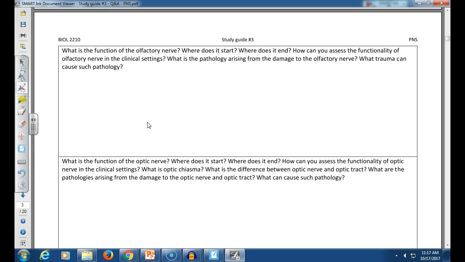Don't mix up optic and oculomotor. Don't mix up glossopharyngeal and hypoglossal. Okay? They're hard to mix up. Just make sure that you know distinctly what each nerve does.